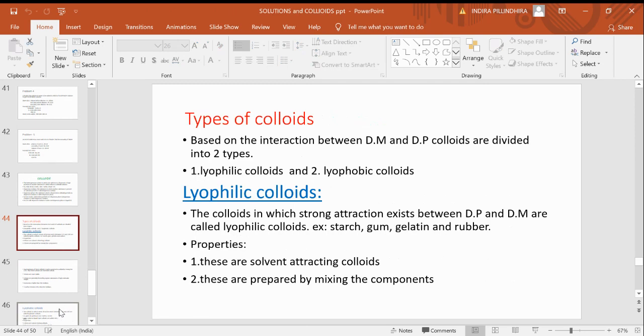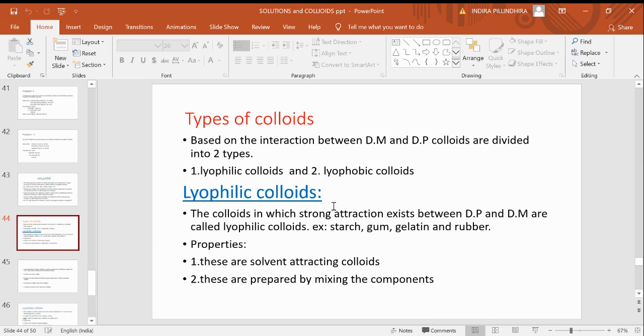Types of colloids. Based on the interaction between the DM and the DP, colloids are divided into two types. One is lyophilic and the other is lyophobic. We know the literal meaning of philic: philic means attraction, phobic means repulsion. So let us take the first one, lyophilic.